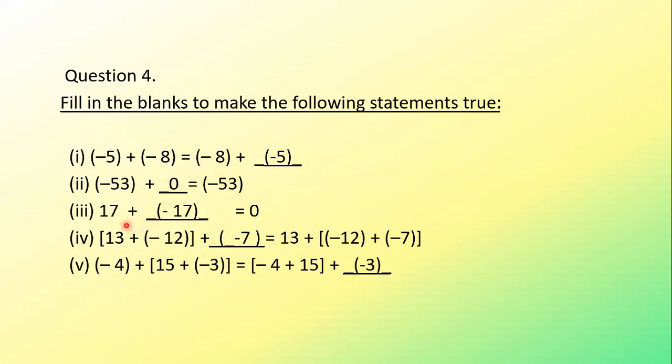Next question. 17 plus blank space is given. Which number we have to add to 17 to get 0 as the answer? The previous video also explained the same. For getting 0 as the answer to any integer, we have to add its additive inverse. Additive inverse is also called opposite number, right? So if we add the additive inverse to any integer, we will get 0 as the answer. So 17 plus minus 17 will give the answer 0.